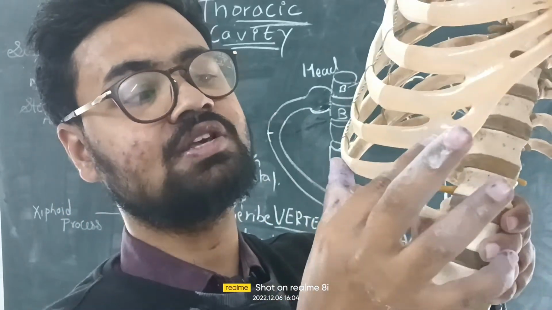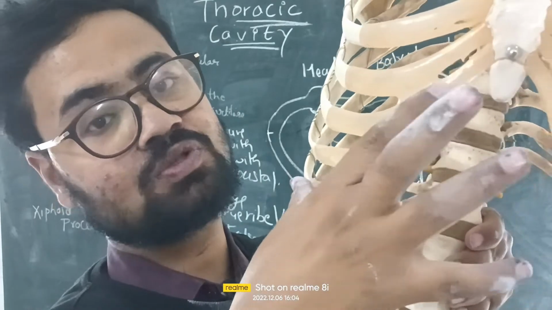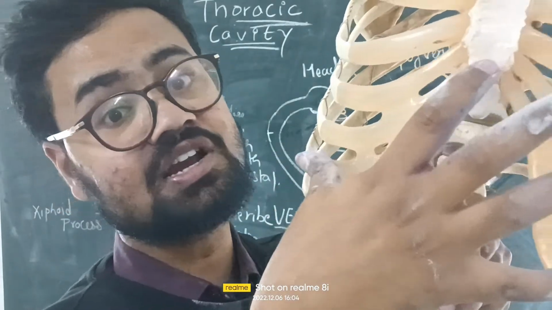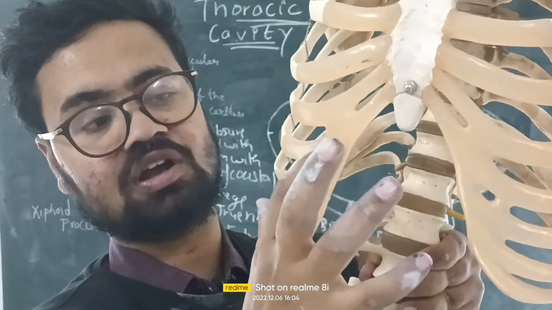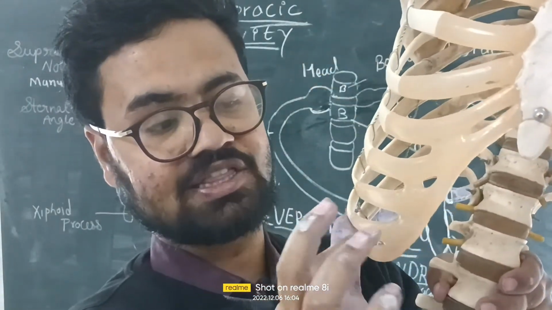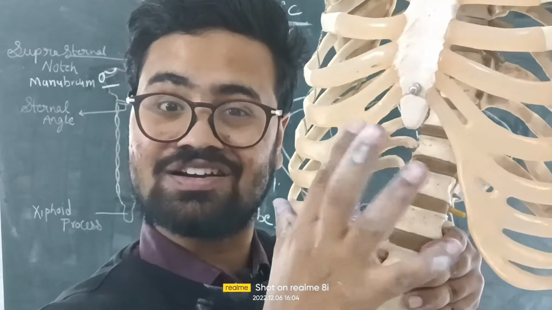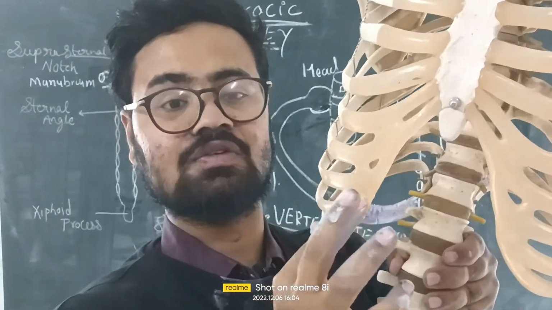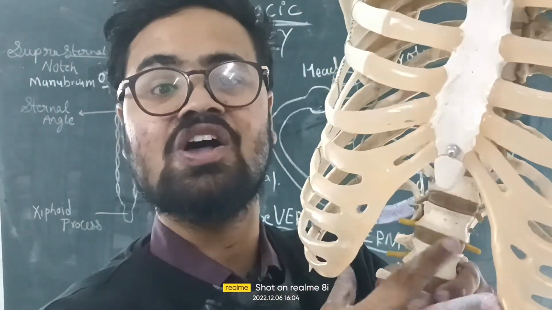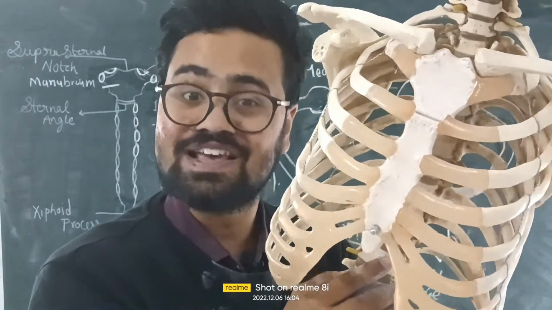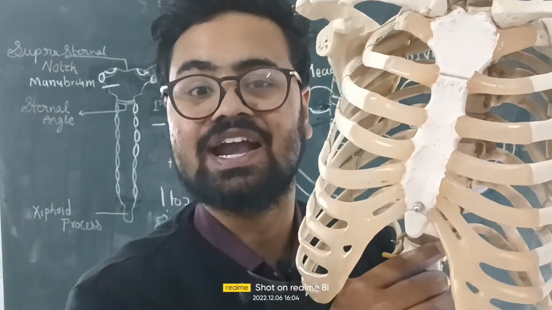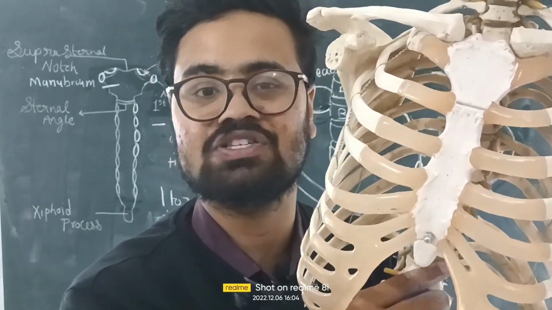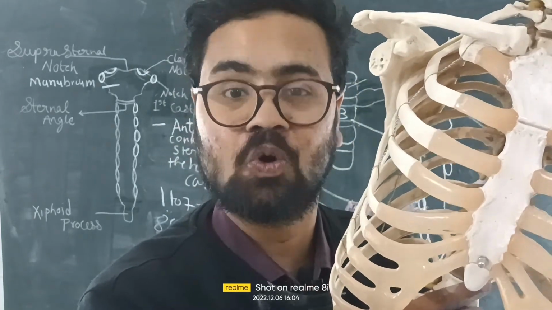Look at it, look at this. This is the eighth rib, directly attached to the costal cartilage, not with the sternum. Note it down guys, not with the sternum, only with the costal cartilage of the seventh rib. The ninth rib is also directly attached with the costal cartilage of the seventh rib, and the 10th one is also attached directly with the costal cartilage of the seventh rib. So therefore they are called vertebrochondral ribs. 8th rib, 9th rib and the 10th rib are also called vertebrochondral ribs.